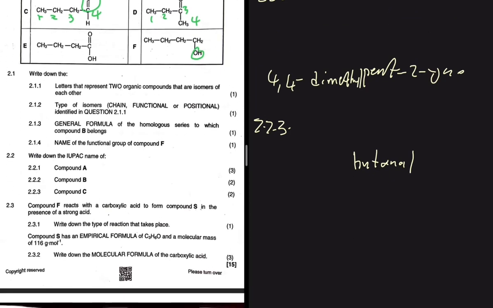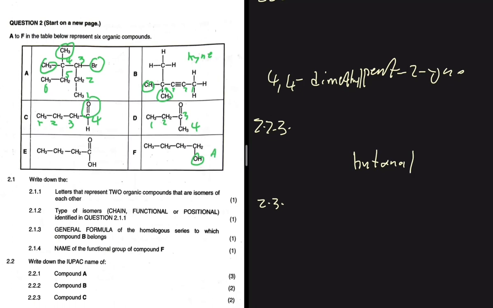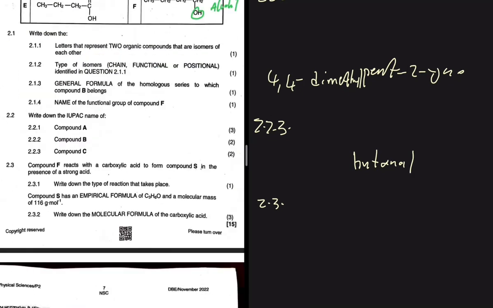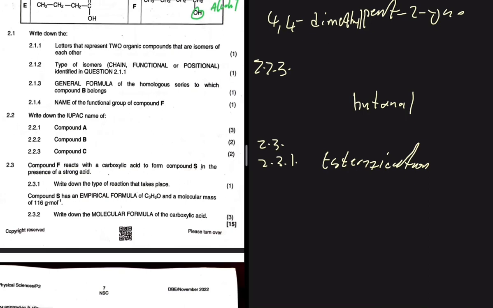So 2.3. So 2.3 is saying that compound F reacts with a carboxylic acid to form compound S in the presence of a strong acid. So compound F is an alcohol, right? So we have an alcohol reacting with the carboxylic acid to form compound S, right? So acid and alcohol, we know the name of that reaction. So 2.3.1, we have esterification, right? So that is esterification.